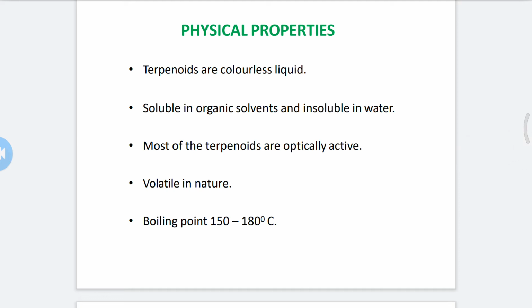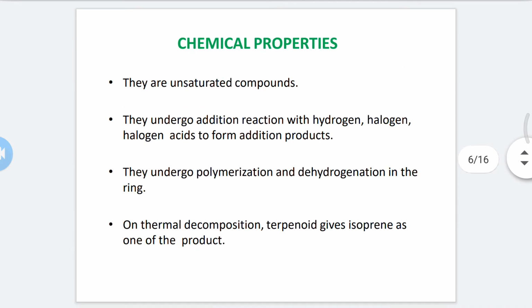Now the physical properties of terpenoids. Terpenoids are colorless liquids, soluble in organic solvents and insoluble in water. Most terpenoids are optically active, meaning chiral, and volatile in nature, meaning the boiling point is low, about 150 to 180 degrees centigrade. These are the physical properties of terpenoids.